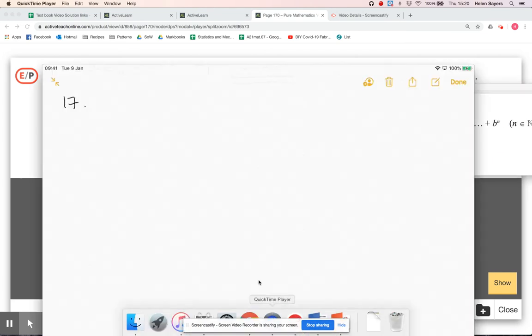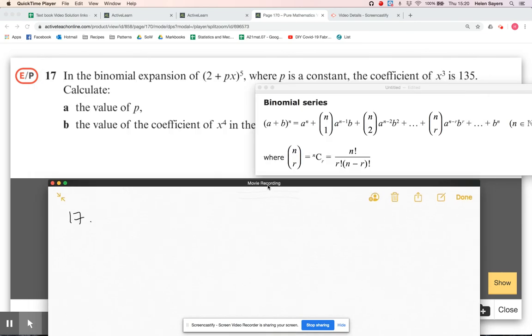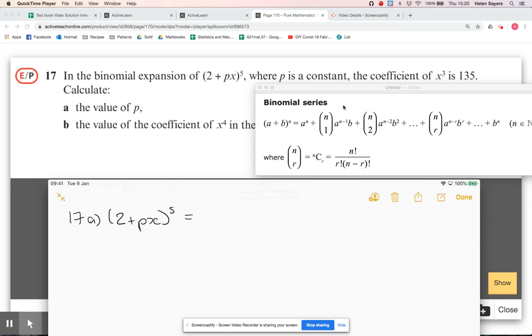Let's get my screen up. Okay, so I'm doing 2 plus px to the power of 5. Actually, tell you what, because it doesn't ask for the full expansion, it just asks for x cubed. So if you want to, you can go through your constant, your x term, your x squared term. But obviously it's going to be much quicker if we can just go to the x cubed term.